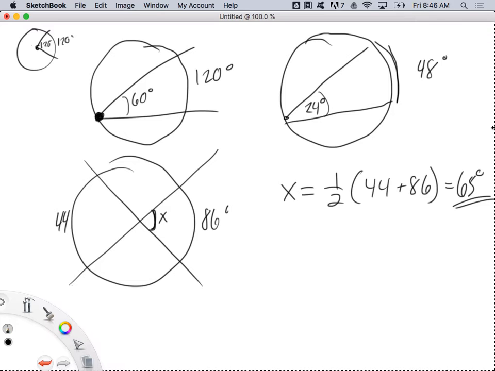Does that make sense to you guys? If it's an x in the middle, I add them up and I take the average. I divide it by 2.